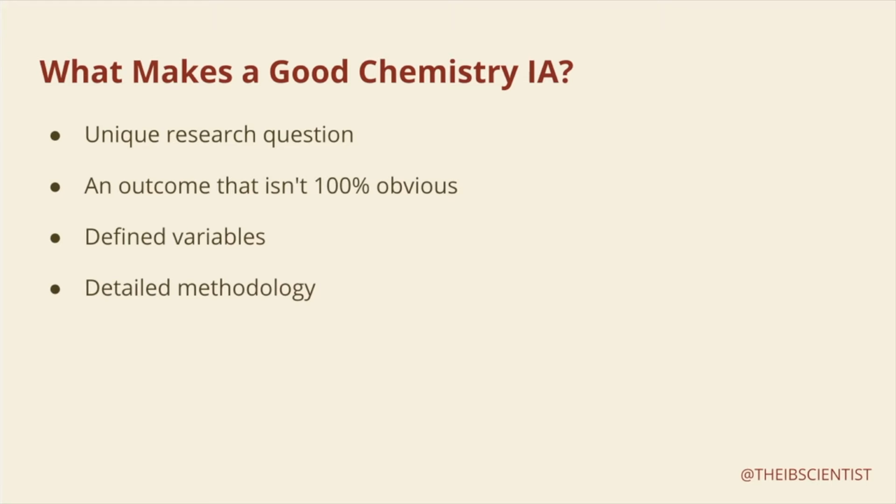Next is a detailed methodology. So you want to be as detailed as possible in both your method and in your material section. That means don't just write 5 beakers, write 5 beakers of 250 mils with an uncertainty at the end. And you can look up how to calculate an uncertainty. It's super, super easy. So make sure your materials are detailed.